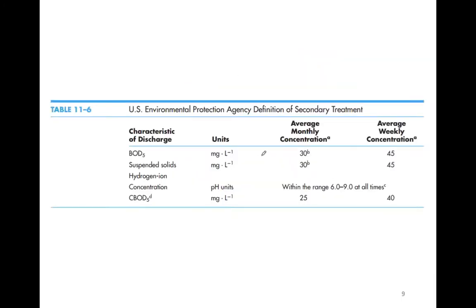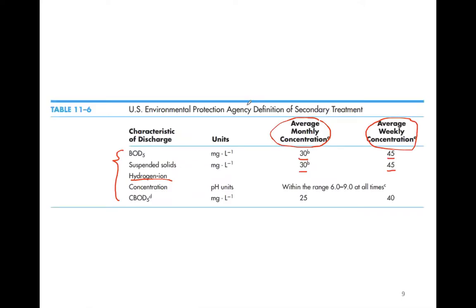So finally, this is again the EPA established limits in terms of the different types of contaminants: BOD5, suspended solids, hydrogen ion. So basically, this is the pH, right? And the CBOD. Again, you can see that the monthly average is lower than the weekly average. So it is actually quite easy to, let's say, memorize the number, right? At least for the BOD5 and suspended solids, they have the same number here. One is 30 and the other is 45, okay?